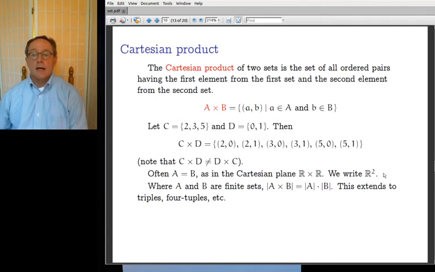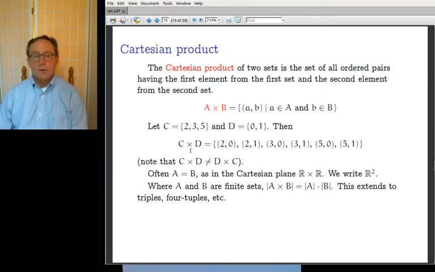If A and B are finite sets, then the number of things in the set A cross B is the number of things in the set A times the number of things in the set B. The cardinality of A cross B is the cardinality of A times the cardinality of B. And here's an example. It's not a hard idea, but just to go through an example, if there are 3 things in C and 2 things in D, then there should be 6 things in the cross product. That explains the times sign.